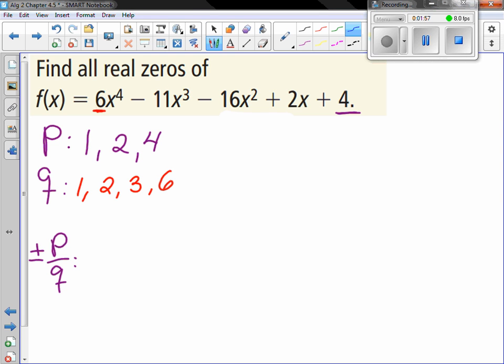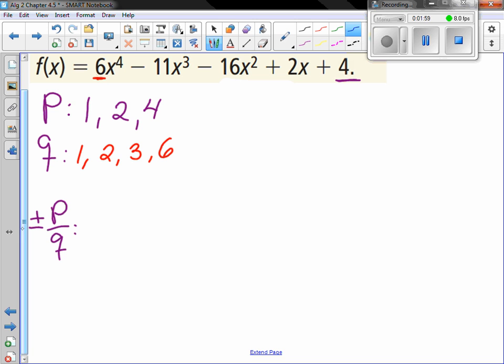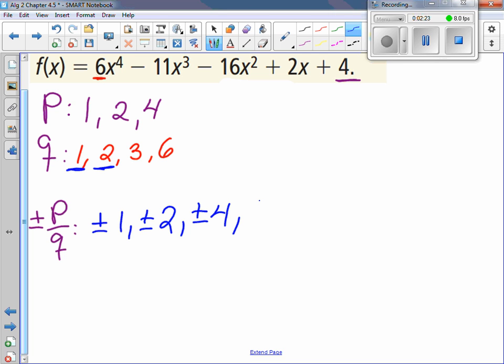And so what we can do now is we can start listing all the possible rational zeros. Well, really, we're going to start off with plus or minus 1, plus or minus 2, and plus or minus 4, because when we divide anything by 1, we just get the number back, because 1 divided by 1 is 1, 2 divided by 1 is 2, and 4 divided by 1 is 4. So that really doesn't change anything for 1. Now let's look at 2. Well, 1 divided by 2 would be plus or minus 1/2. 2 divided by 2 is 1. We already have it. We don't have to write it again. And 4 divided by 2 is 2. We already had it. We're done with that.